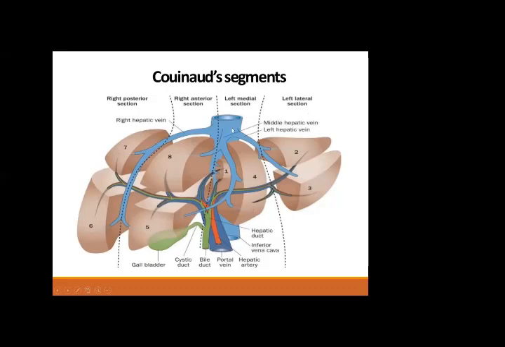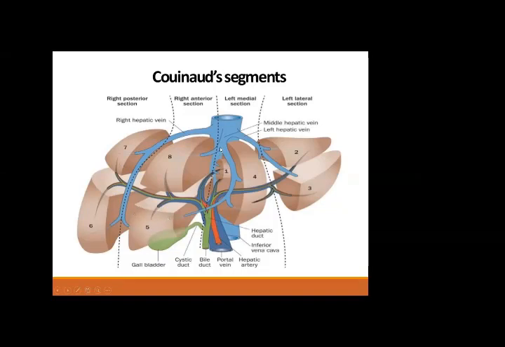This is the IVC, the main intrahepatic IVC, with the hepatic veins draining into the IVC. The 3 hepatic veins are right, middle, and left. The right hepatic vein divides the right lobe into segments 6 and 7 and segments 8 and 5. So this is the lateral and middle segment.